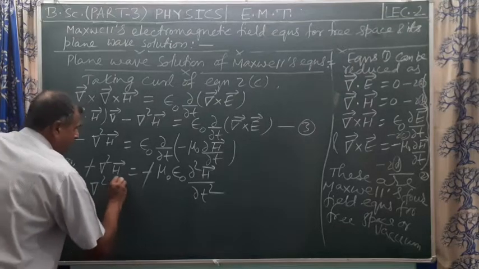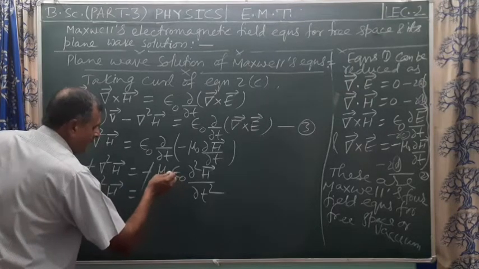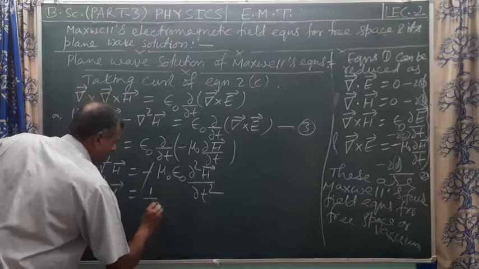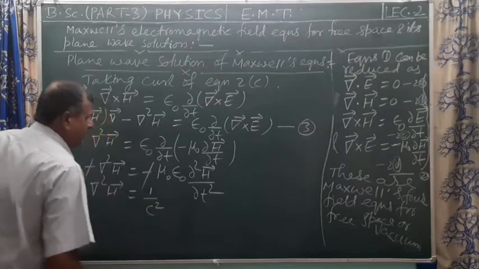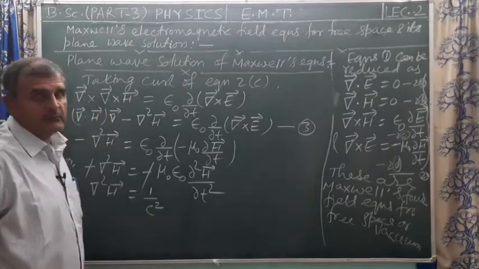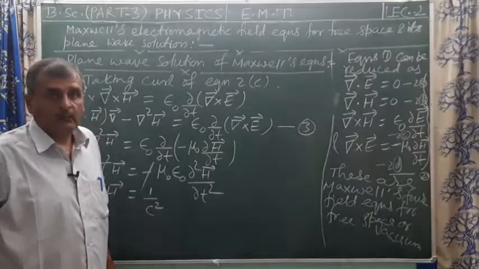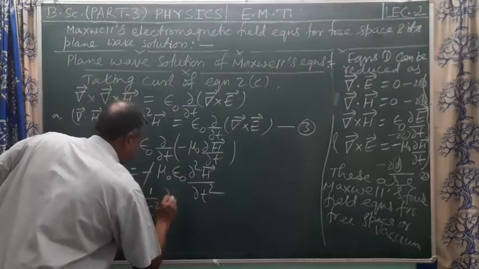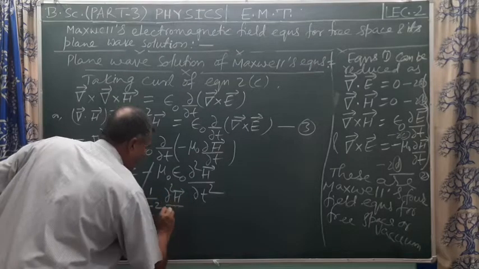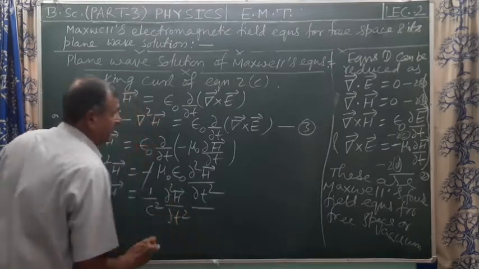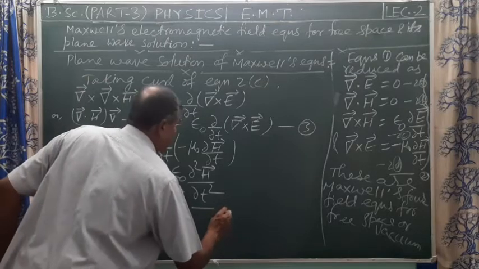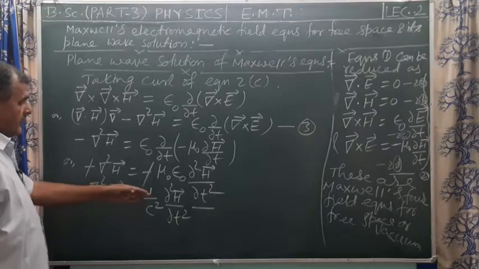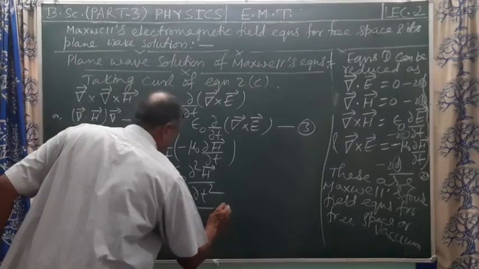Therefore we are left with del square H vector equals mu naught epsilon naught, which can be written as 1 by c square, because c square is equal to 1 upon mu naught epsilon naught. So mu naught epsilon naught is equal to 1 by c square, del square H vector upon del t square, and this is equation number 4: del square H vector is equal to 1 by c square del square H by del t square.